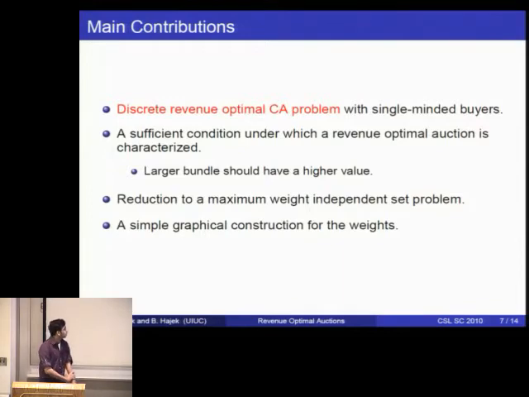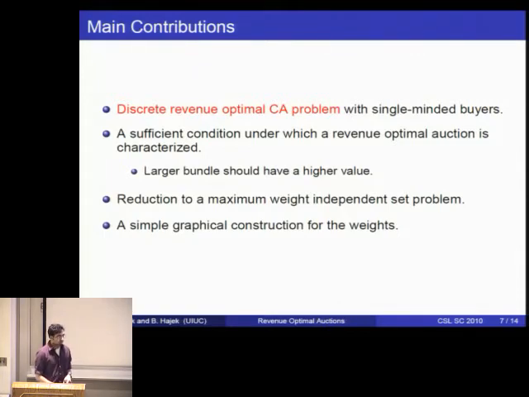We made the following contribution here. We study a discrete revenue maximization problem for combinatorial auctions. This is a departure from traditional models of economics, which are primarily continuous valued, and some of the results from the continuous value model do not carry over straightforwardly to discrete values.